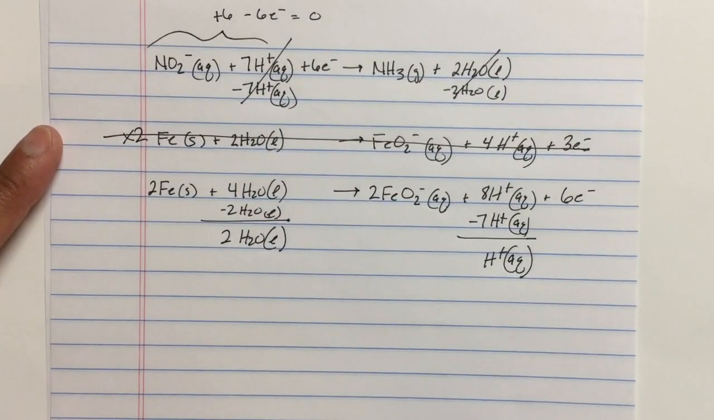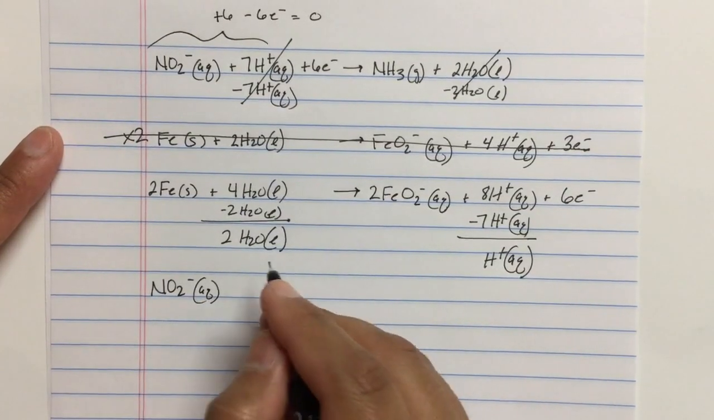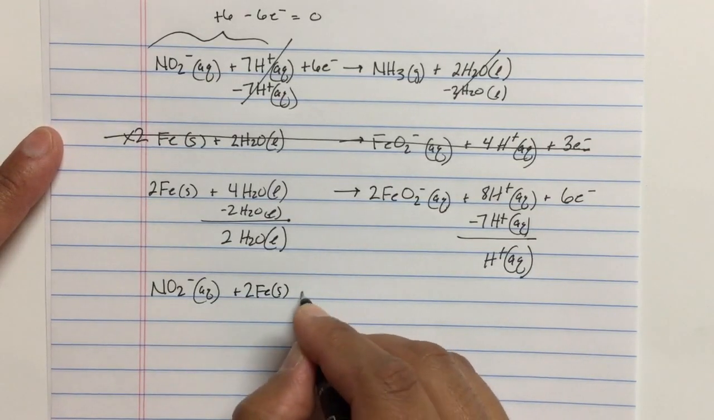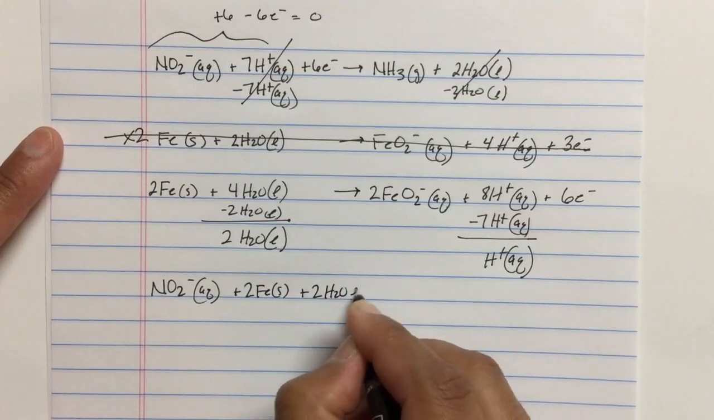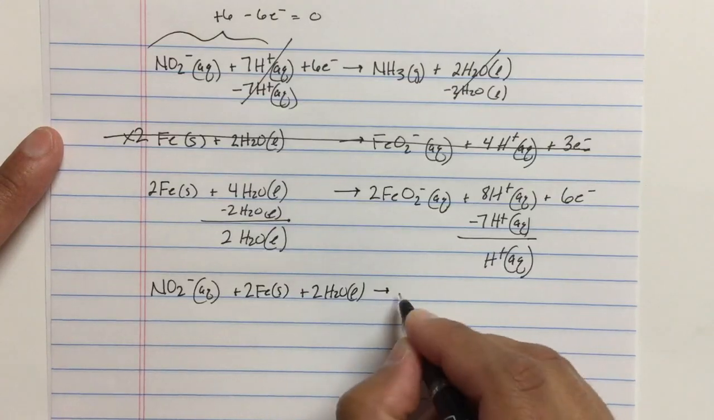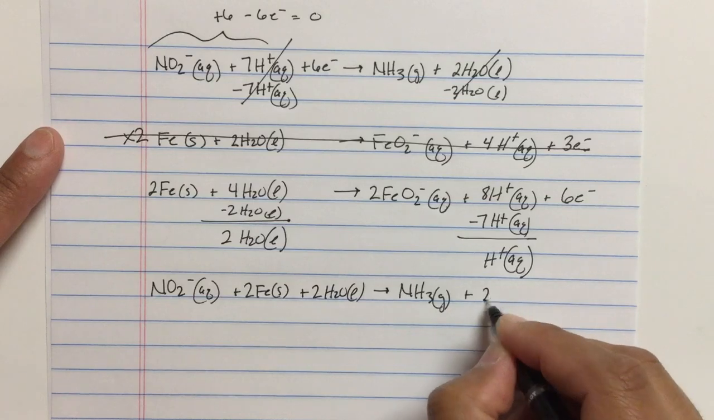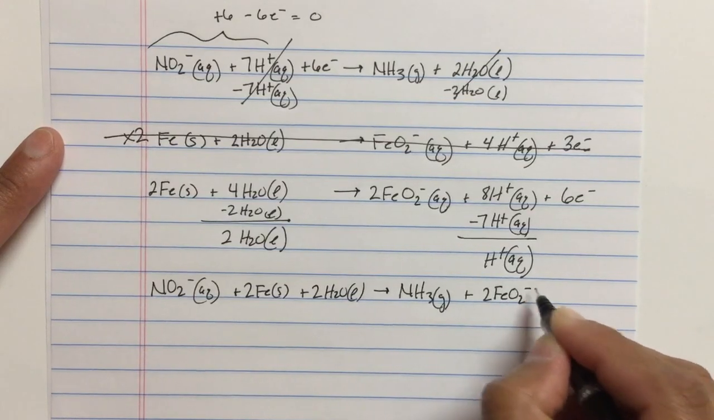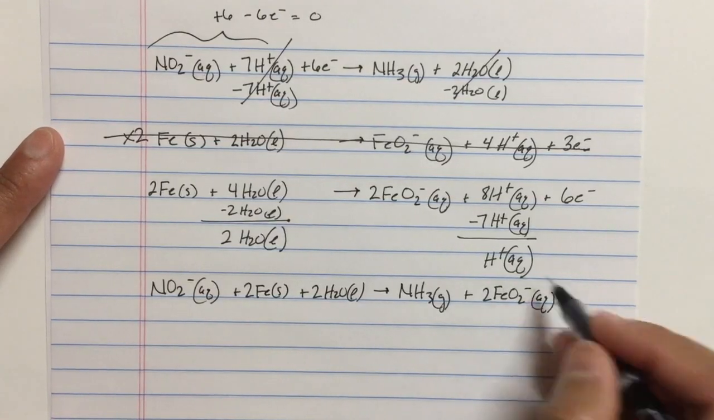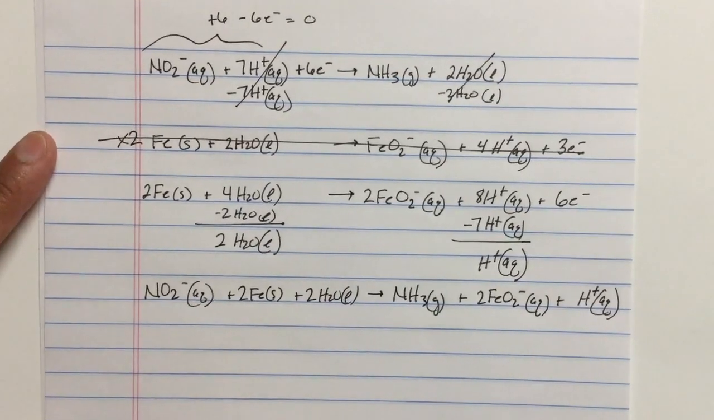So let's put this together now. 1 mole of NO2 minus, 2 moles of iron solid, 2 moles of water, those are these waters that were left over, 1 mole of ammonia, 2 moles of the iron oxide ion, and 1 mole of the H+.